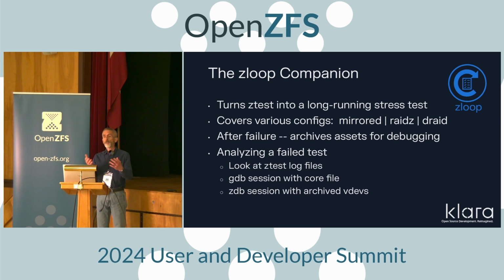And then the other thing is, if ztest crashes, say you ran it overnight, but it crashed after an hour, well, you didn't get the benefit of a full night's worth of testing. So zloop will let it run. If it crashes, it archives off all the information, like all the log files and the vdevs and the core file, and then it runs it again. So you'll get the benefit of a long-running test overnight, which is when I usually run zloop, and you can come back and have all this wealth of stuff to go debug after you run it.